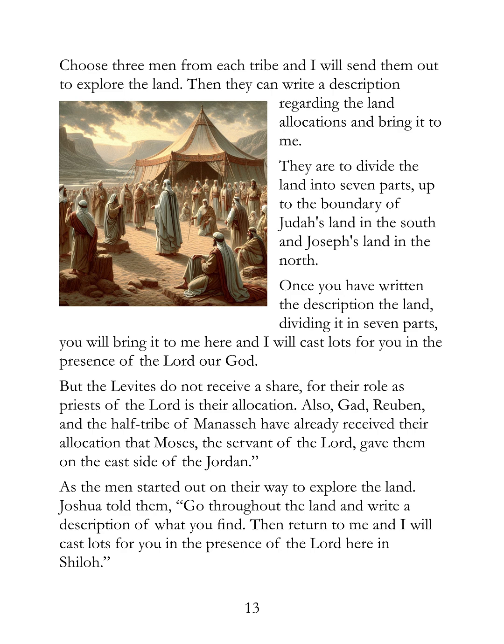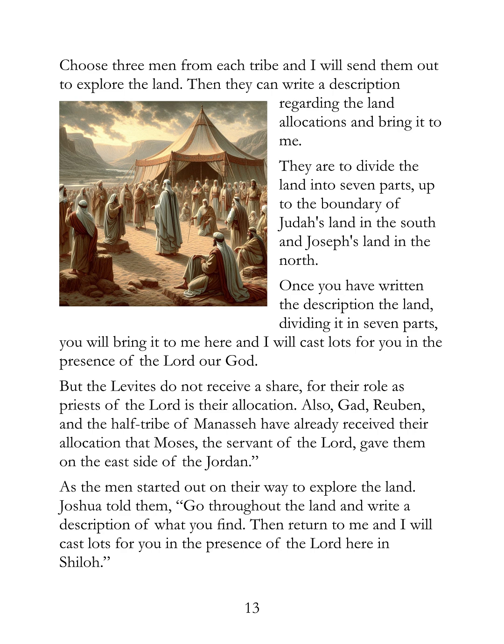They are to divide the land into 7 parts, up to the boundary of Judah's land in the south and Joseph's land in the north. Once you have written the description of the land, dividing it in 7 parts, you will bring it to me here, and I will cast lots for you in the presence of the Lord our God. But the Levites do not receive a share, for their role as priests of the Lord is their allocation. Also, Gad, Reuben, and the half-tribe of Manasseh have already received their allocation that Moses, the servant of the Lord, gave them on the east side of the Jordan."